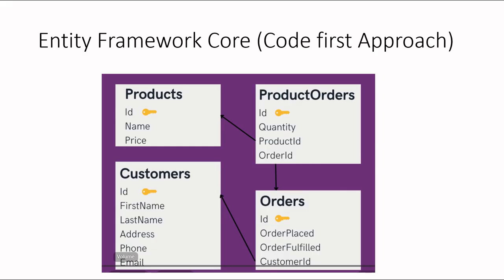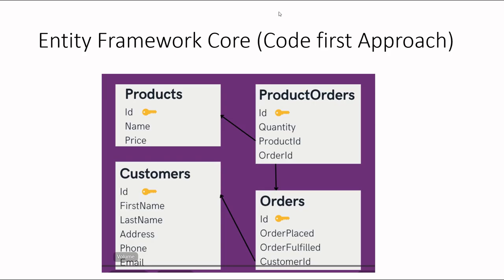First, I created the models something like this. There will be the product table, one is the customer table, one is the order, which is linked to the customer, and there are the product orders between order and product. It is a many to many relationship between product and product orders. These tables we need to generate in SQL Server by the code first approach.